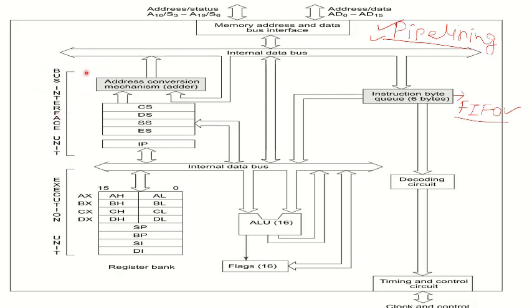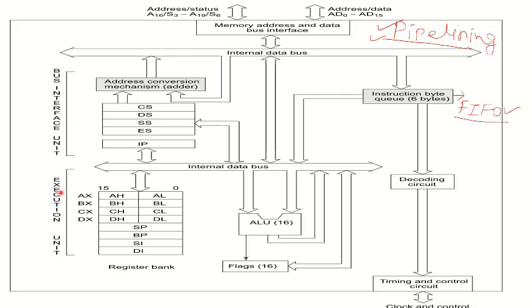The already prefetched instructions are stored in this instruction queue, and when the bus interface unit is busy fetching instructions, at the same time the execution unit is decoding and executing the instructions that were prefetched and stored in this instruction queue. The execution unit also tells the BI unit where to fetch the instruction or data from. So which data and instruction you have to fetch, this command will be given by the execution unit.